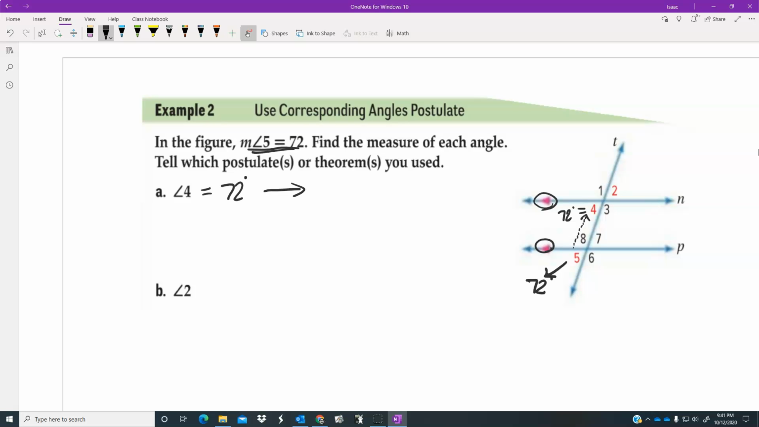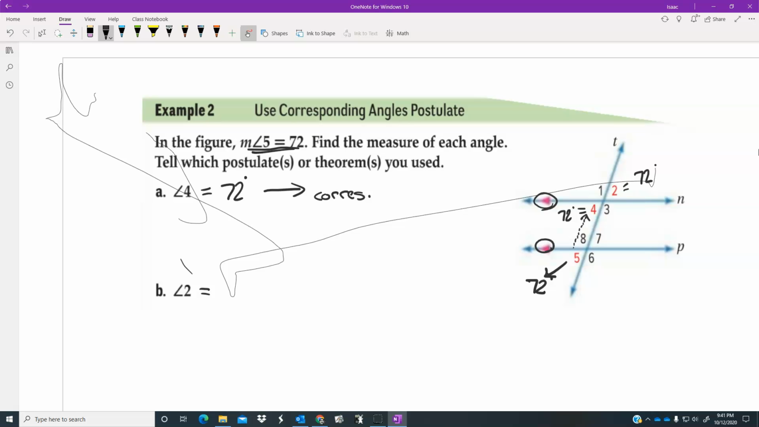Now, my reasoning would be because they are corresponding, or the corresponding postulate or theorem that you just saw up above. Now, if I was going to say something about angle 2, how would I come up with a value for angle 2? Well, it looks like it's 72 as well, which is a pretty decent answer.